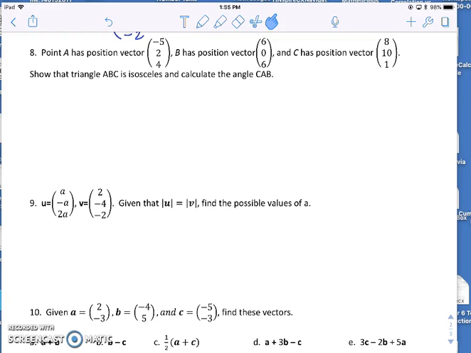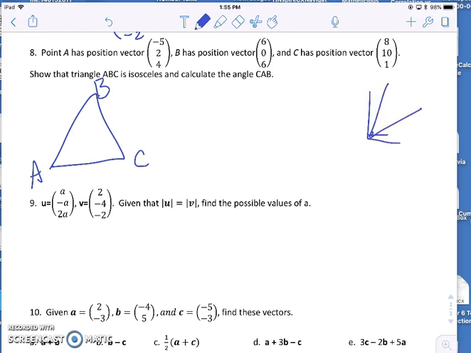Number 8, show that the triangle ABC is isosceles and calculate CAB. Okay, so let's see. So we have triangle ABC. So here's some vectors, and they're all position vectors. So this is just saying, imagine in the classroom, if here's a corner of the classroom, we have all 3 of these vectors coming out. Let's try that again. So it's just saying, let's say here's our position, our origin. So we have vector A, vector B, and then to C. But they form this triangle, ABC.